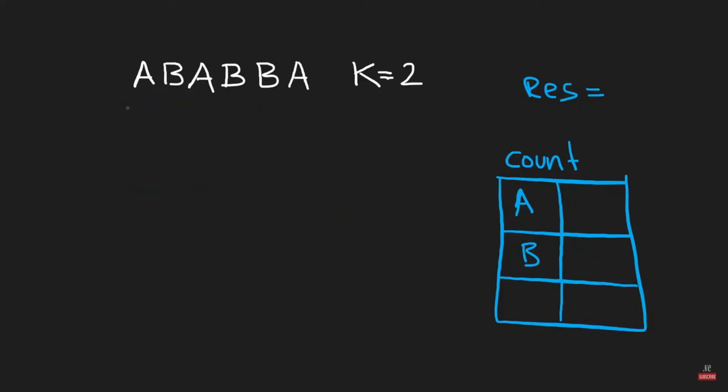So we're going to have a left and right pointer. So initially left is going to be at the beginning and right is also going to be at the beginning. And also the counts of A and, excuse me, B guys, are initially going to be 0.